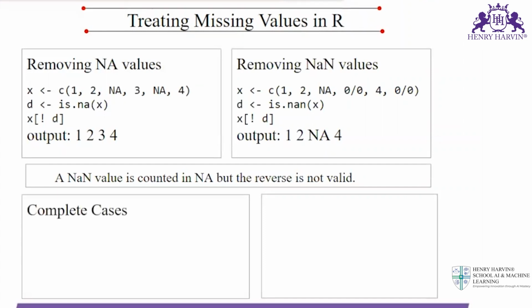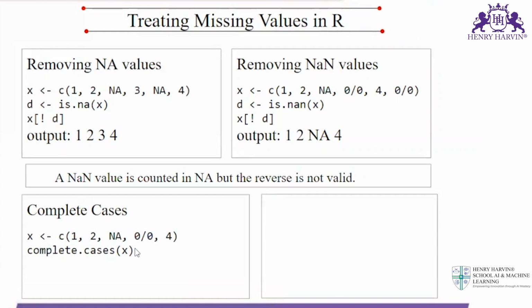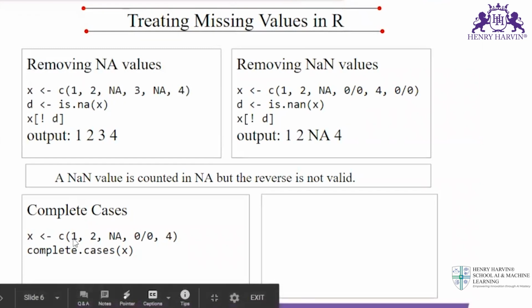Next is complete cases. Now, what are complete cases? It means all those rows where all the data is available. There is a vector which contains an NA value as well as NaN values. Now, complete.cases is the function. We will provide this vector inside this function. What it will result in is all the complete cases. In this, the complete cases are the 1, 2, and 4 values.